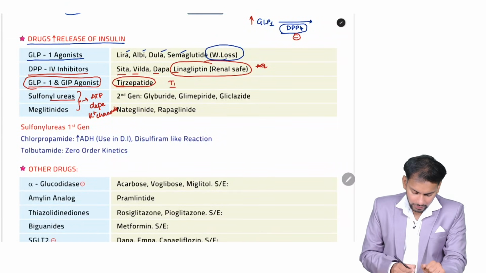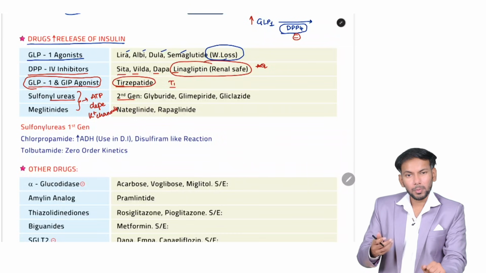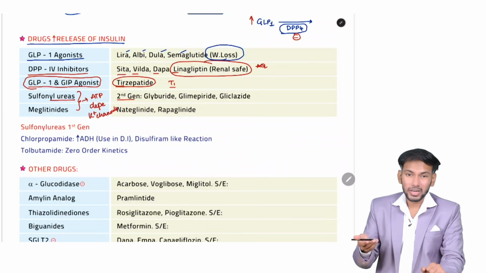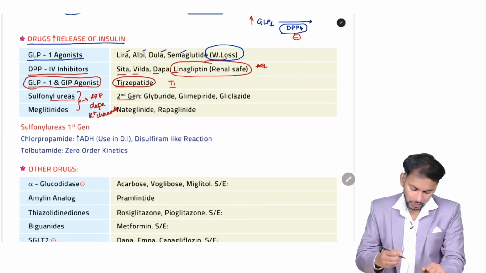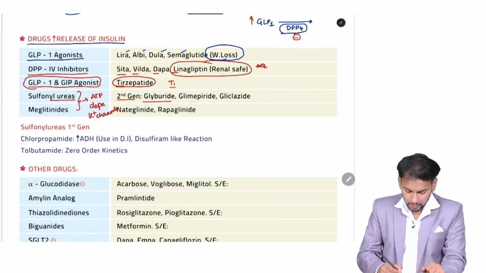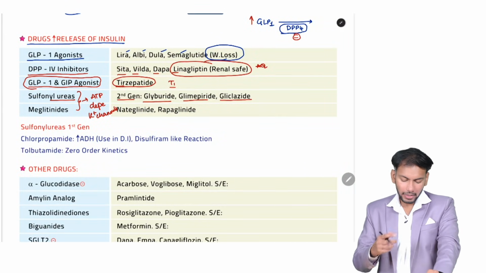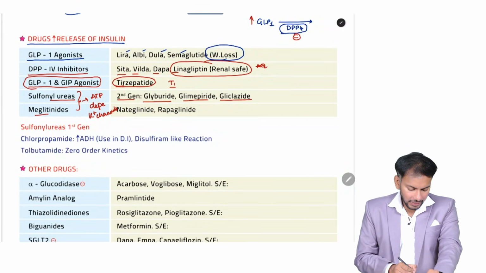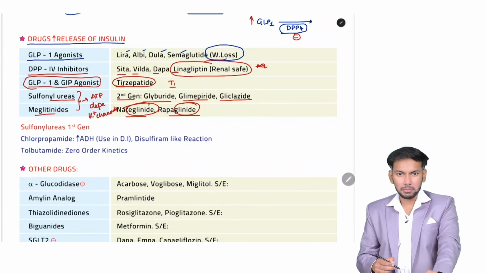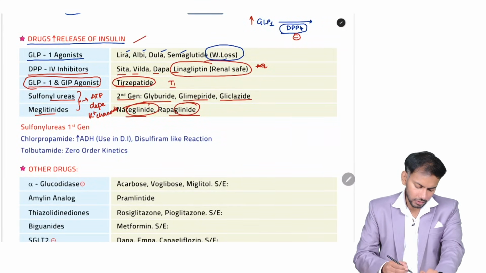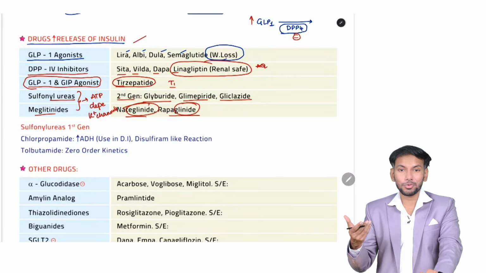Now, in sulfonylureas, first generation are chlorpropamide and tolbutamide. It has a lot of side effects, so not generally used. Coming to the second generation, these are glyburide, glimepiride and glipizide. Now, meglitinides are nateglinide, repaglinide. So you will see the name glinide in their names. Did you understand this? This is the first class of drugs that increase the release of insulin.